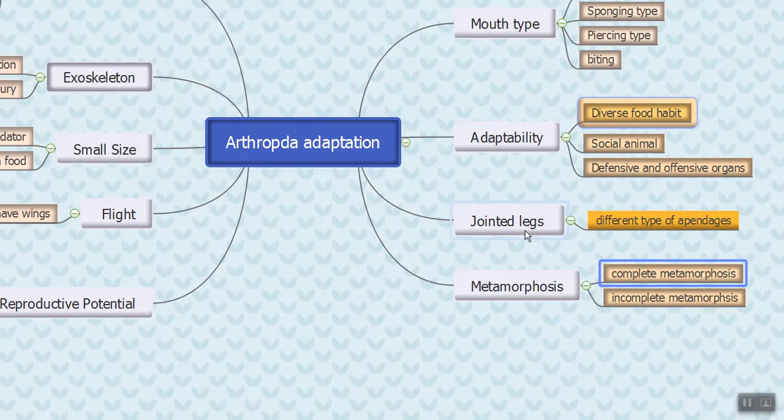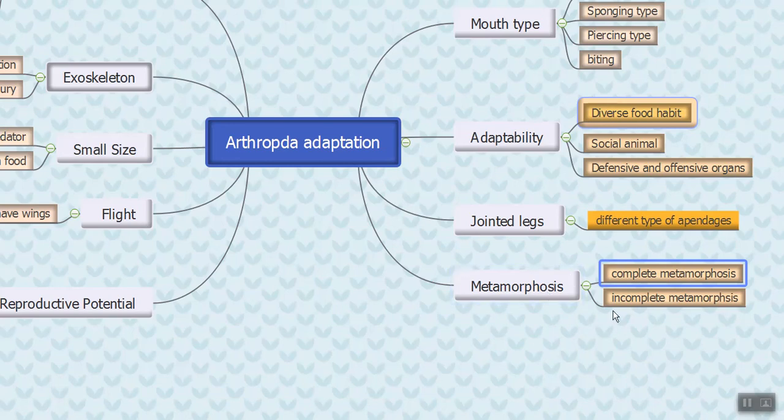Coming to the eighth adaptation, the jointed leg. Arthropods have jointed legs. These jointed legs help the animal to move much faster, and also to creep easily through small spaces. So jointed legs help in two ways: one is to pass through small creeps and holes, and another is to move much faster than its predators. Therefore, it can survive. The last one is metamorphosis.